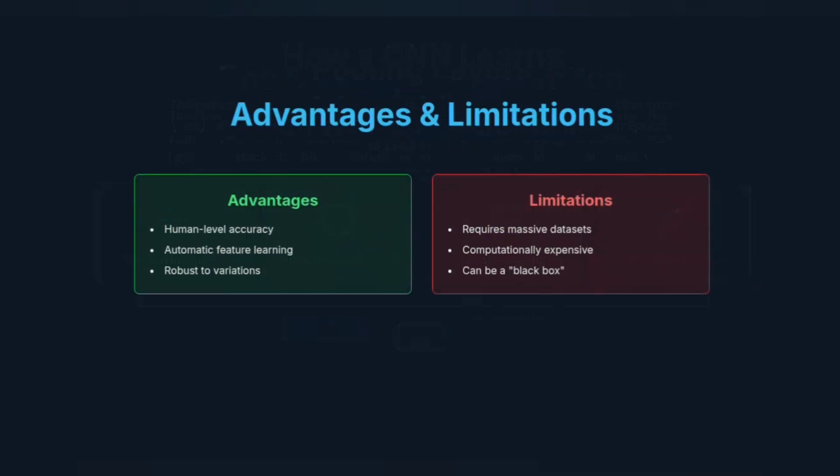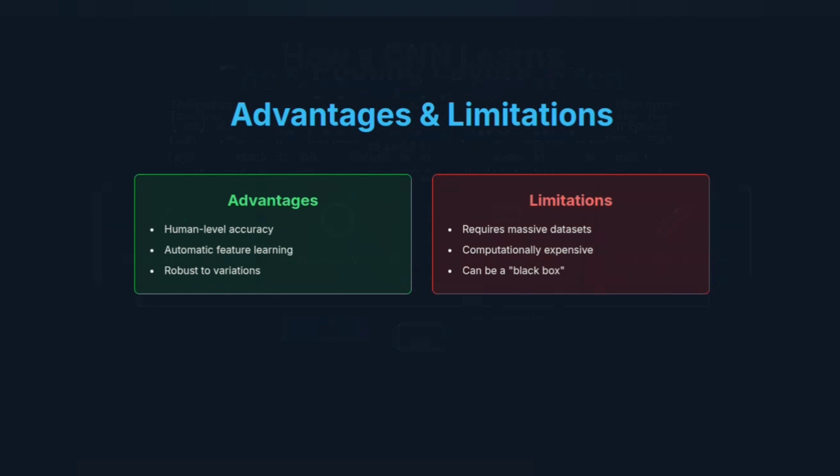Like any technology, CNNs have strengths and weaknesses. Let's be honest about both. The advantages are impressive. They achieve human-level or better performance on many visual tasks. They automatically learn features without manual engineering. They're robust to variations in lighting, position, and scale.